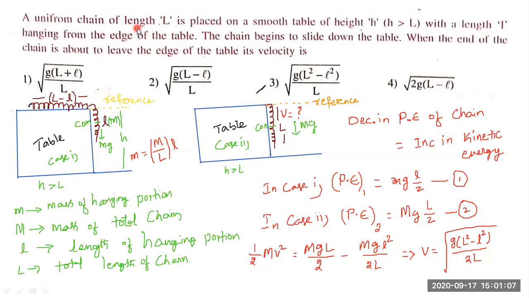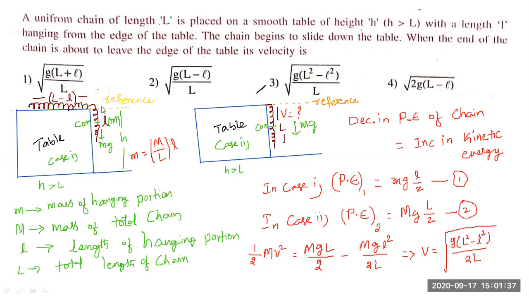A uniform chain of length capital L is placed on a smooth table of height h. Here the table was shown and h is greater than capital L. So this is the h, students, and this is a capital L. So here h is greater than capital L. We have mentioned the same thing in the diagram also, and with a length l hanging from the edge of the table. So students, in the initial case, small l length portion is hanging freely.